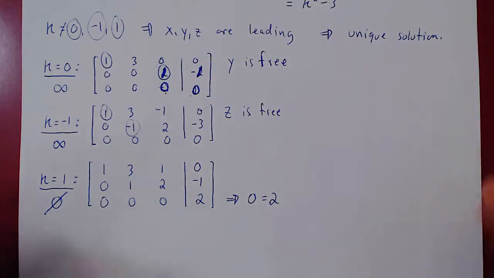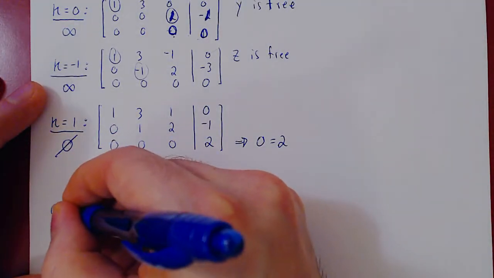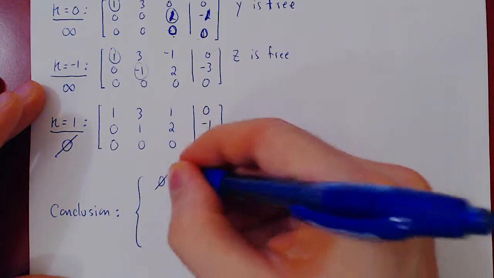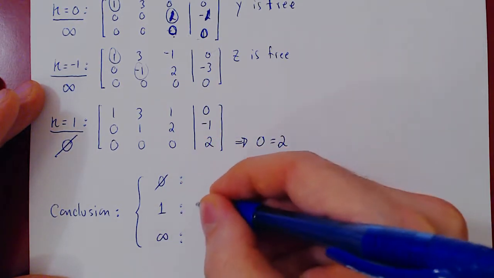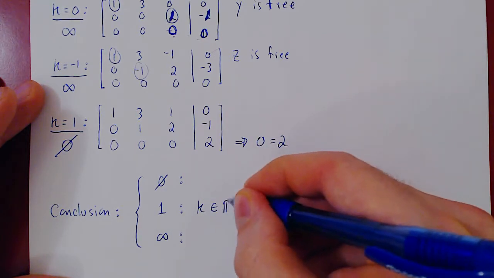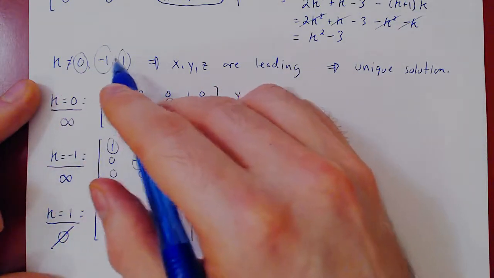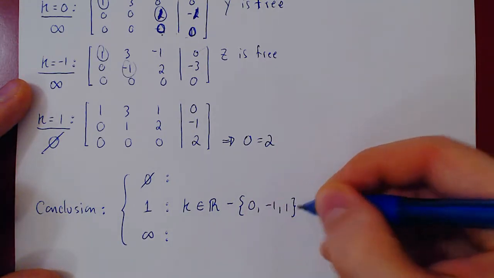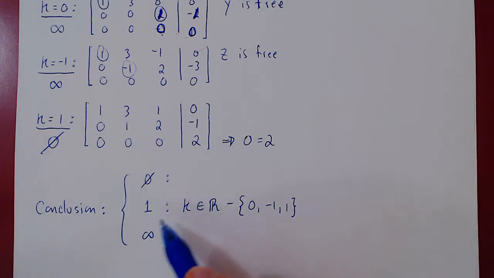And now we're done. We can finally write a proper conclusion: when the system has no solution, a unique solution, or infinitely many solutions. The system has a unique solution for any real value of k except for the three exceptional values, which are 0, -1, and 1. And this is the case because for any value of k other than these three, we have three leading ones, three variables, all variables are leading, therefore a unique solution.